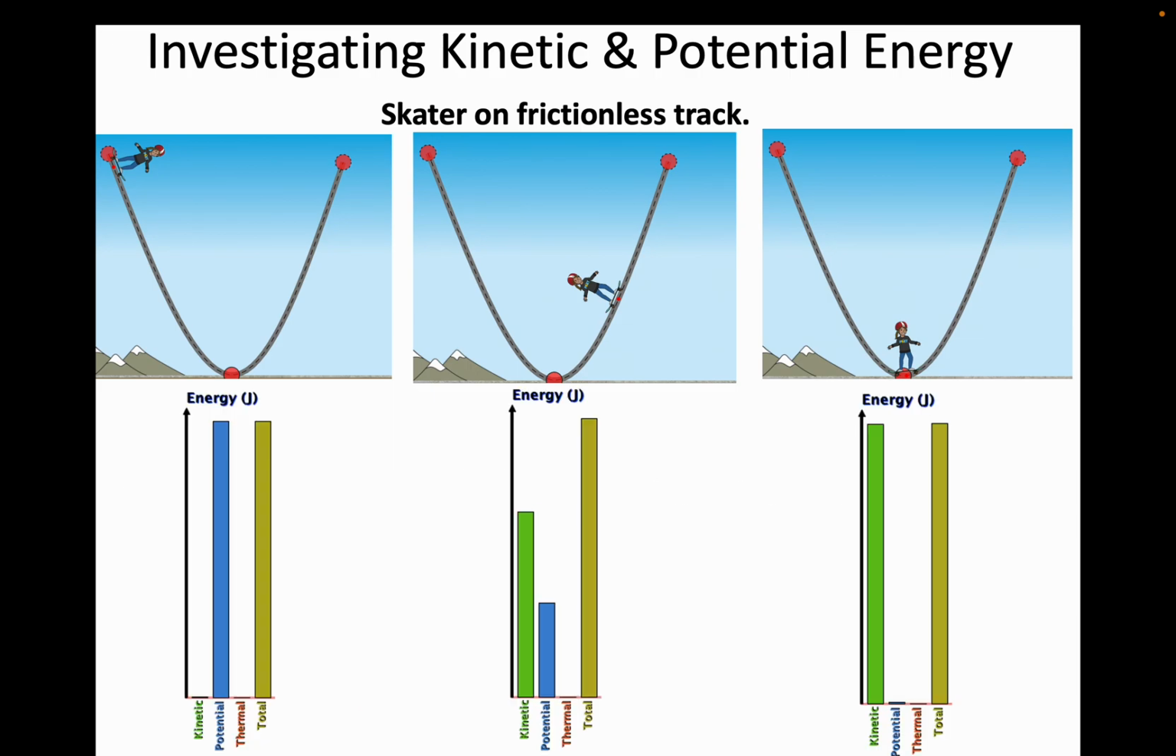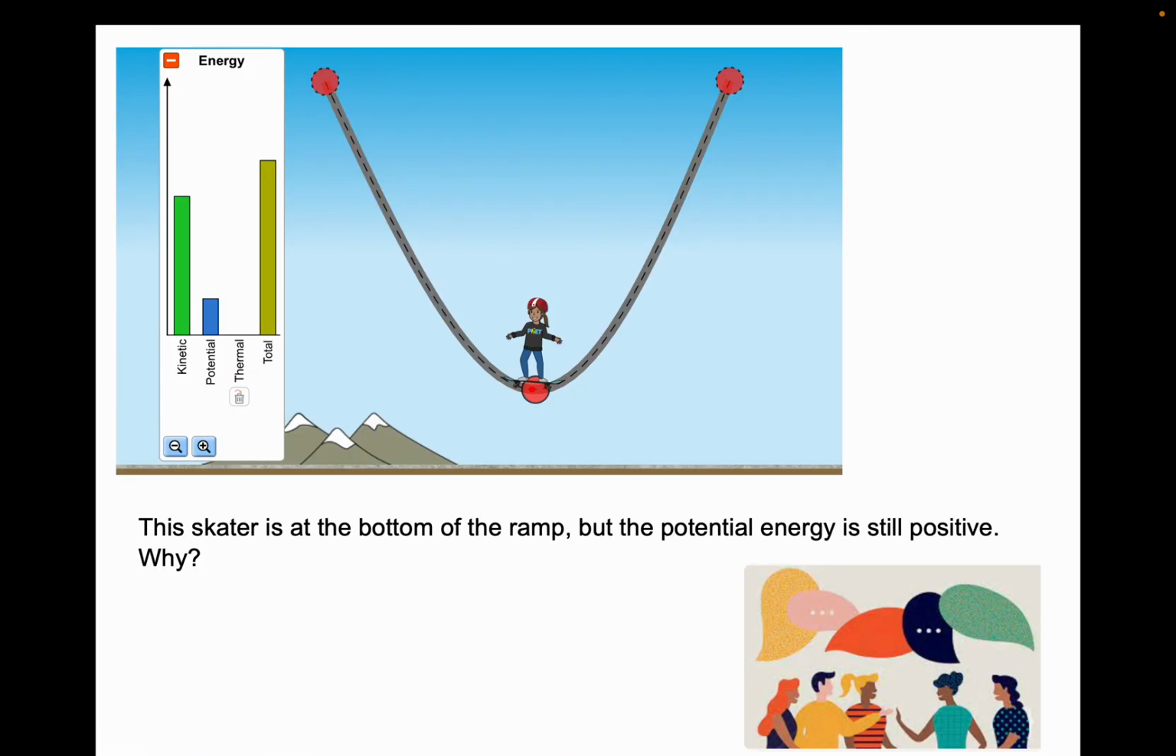So hopefully you came up with an answer like this. We see that when the skater is far away from the ground, the potential energy is the greatest. If they're in between, we have a combination of potential energy and kinetic energy. And when they've reached the bottom, the potential energy has gone down to zero, and they are entirely kinetic energy.